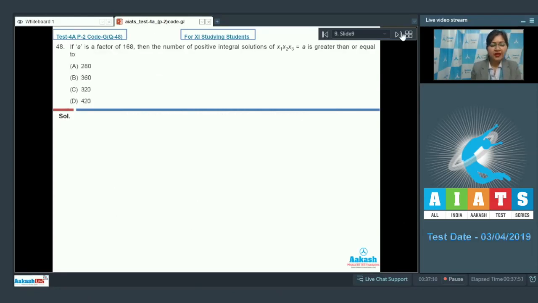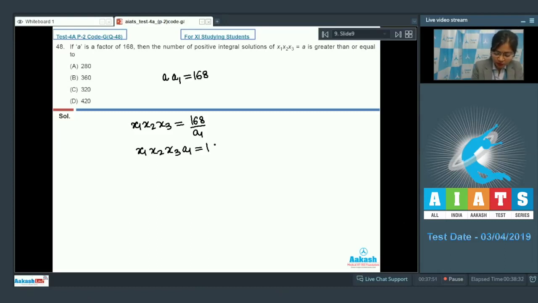Next is question number 48, which says that if a is a factor of 168, then the number of positive integral solutions of x1, x2, x3 equal to a is greater than or equal to. Now it has been given that a is a factor of 168, which means that a into a1 is equal to 168, where a1 is also a natural number, right? So putting it here, we will get x1, x2, x3 is equal to a. A can be written as 168 upon A1, that is x1, x2, x3 into A1 is equal to 168.